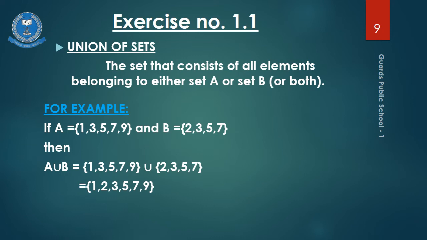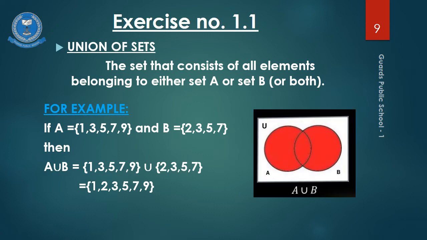And diagrammatically we can illustrate this union as the circles that represent the sets, and the colored area of both the sets shows that all the elements of both the sets belong to the union.